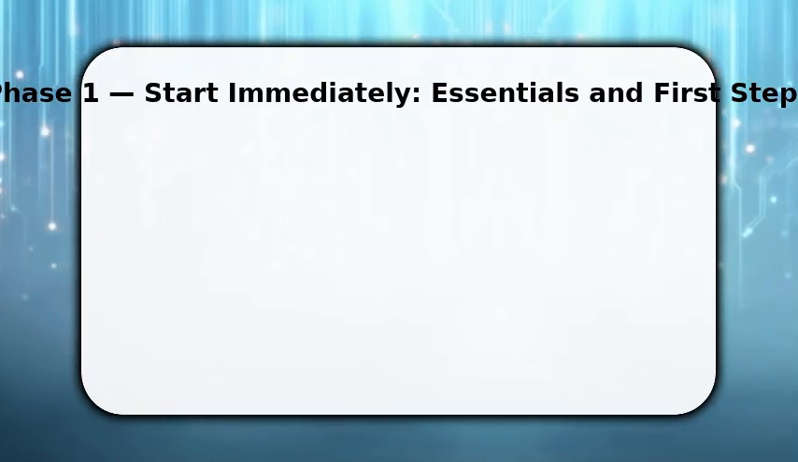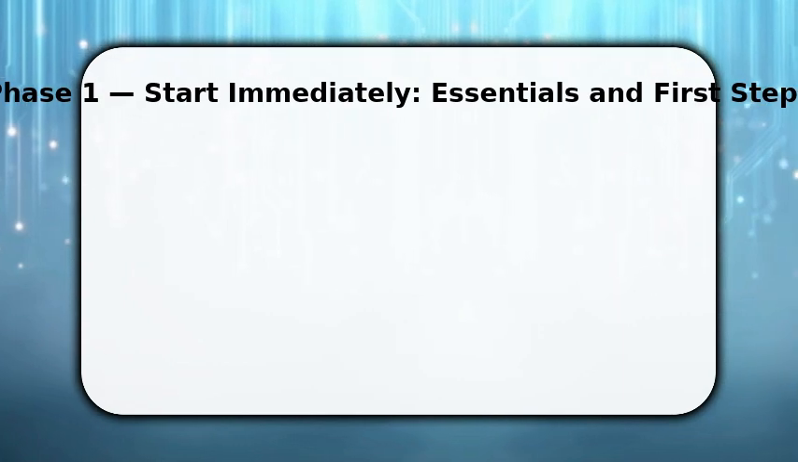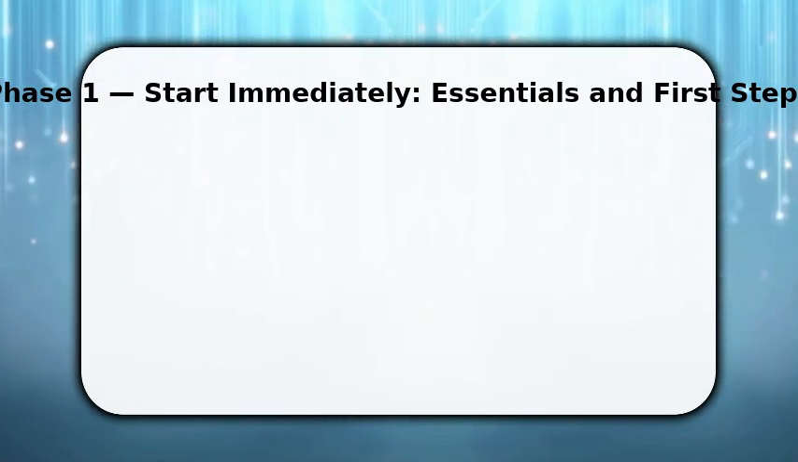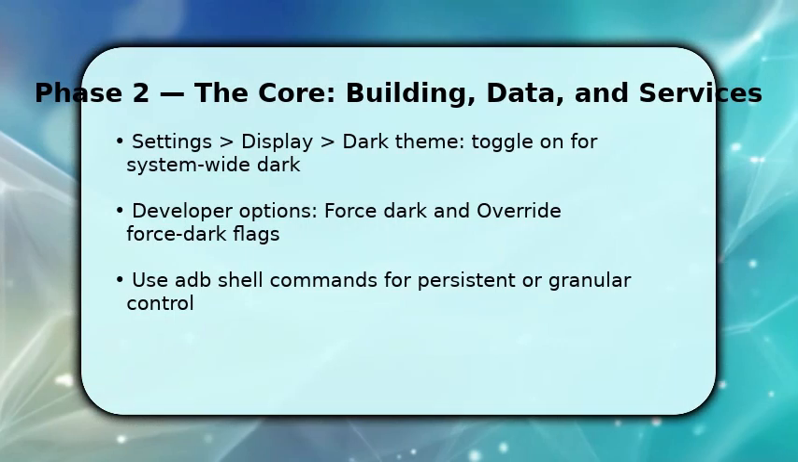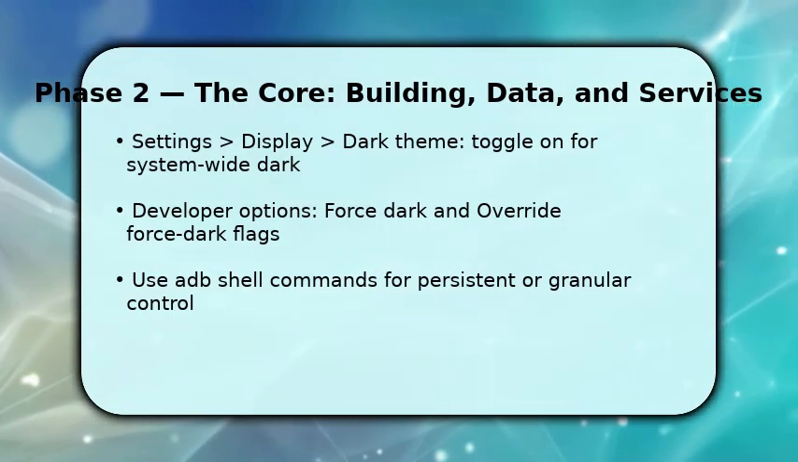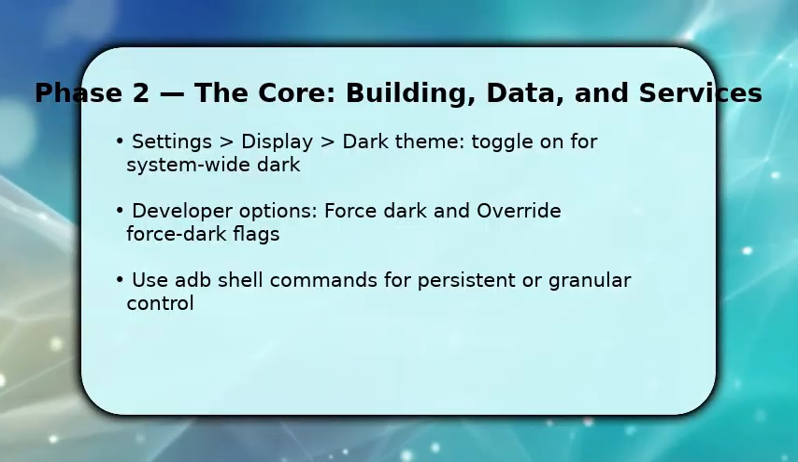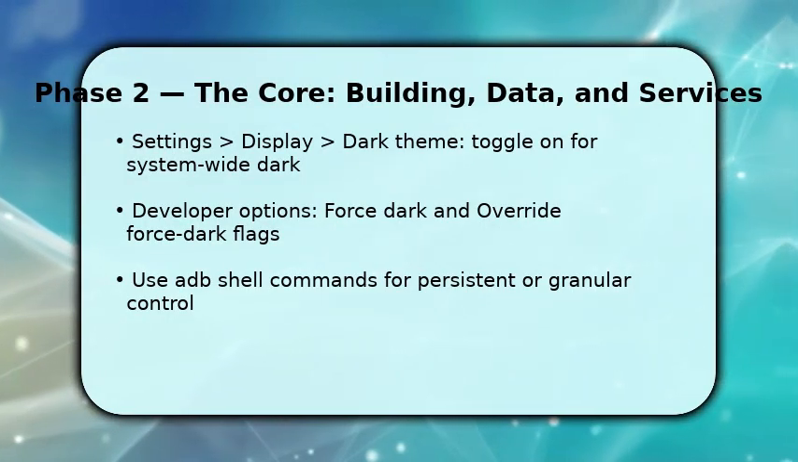Now, move to Settings and Developer Options. You're ready for the first dark mode toggles and developer overrides. You'll now enable System Dark and apply Force Overrides. Go to Settings, Display, and Toggle Dark Theme. This flips core UI elements.